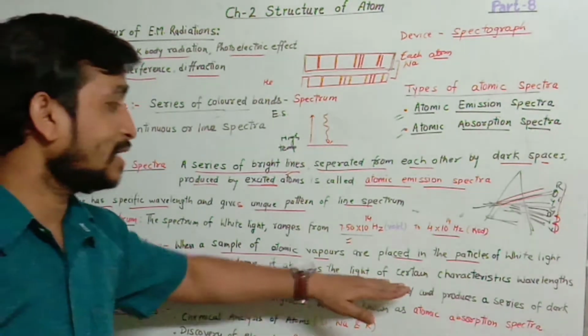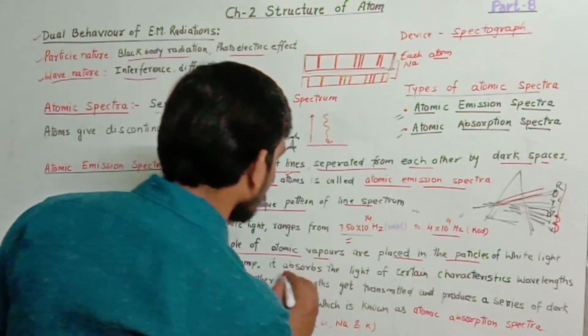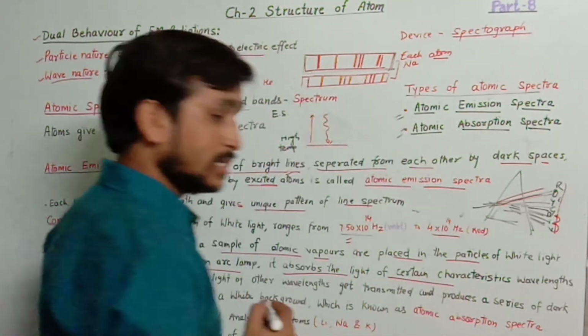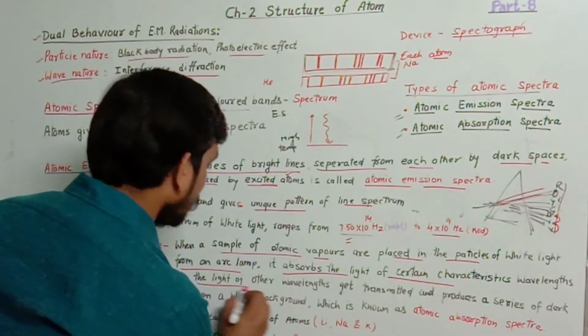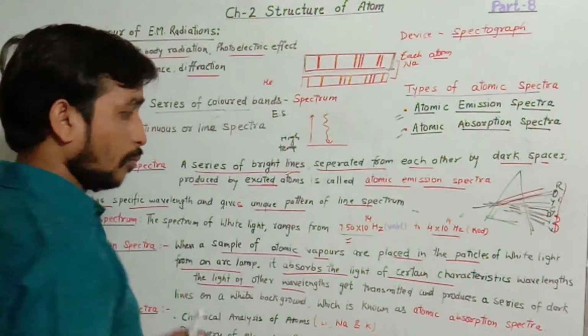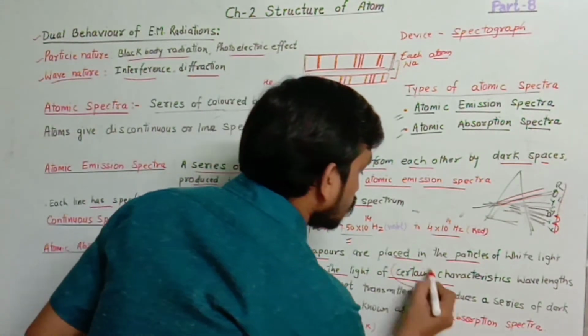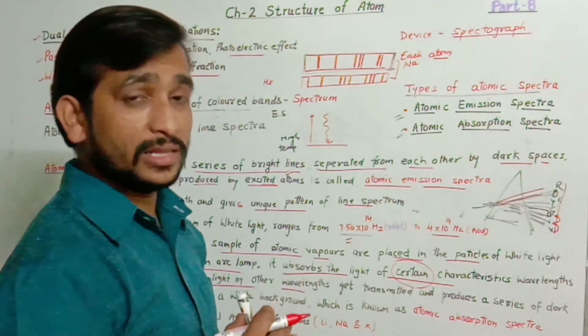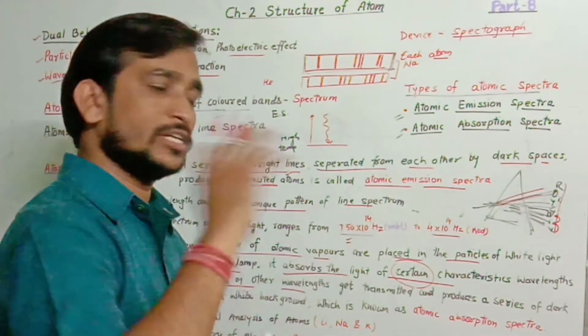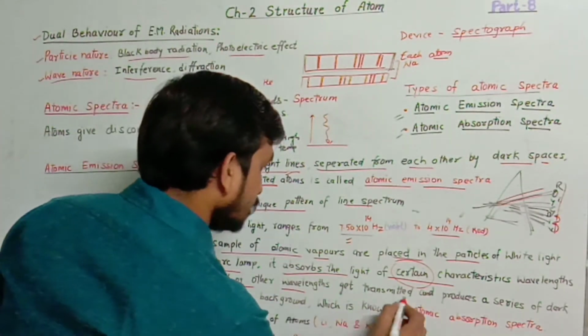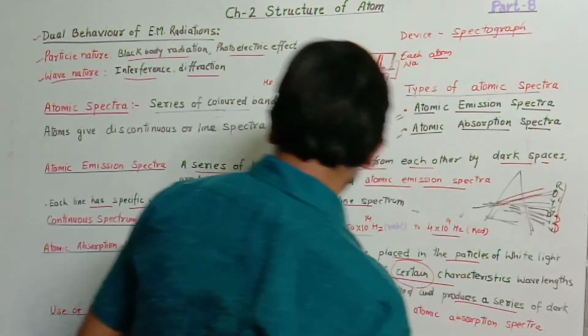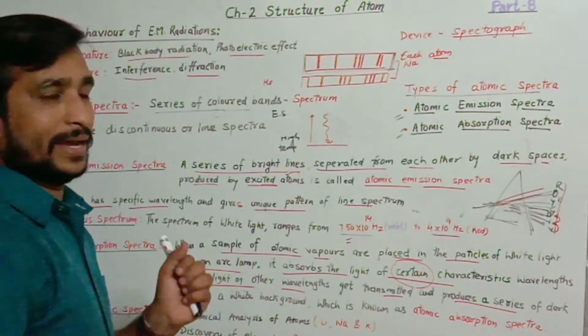It absorbs the light of certain characteristic wavelengths and the light of other wavelengths gets transmitted. So basically it will absorb certain characteristic wavelengths and the rest of the wavelengths are transmitted, and it produces a series of dark lines on a white background.